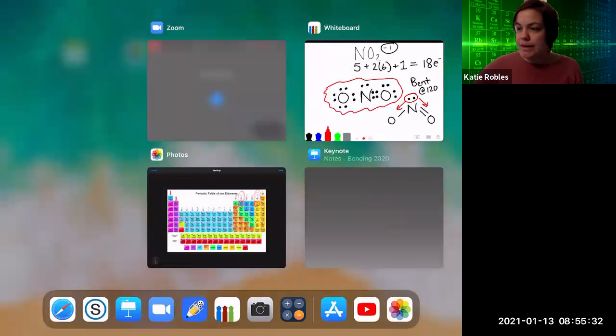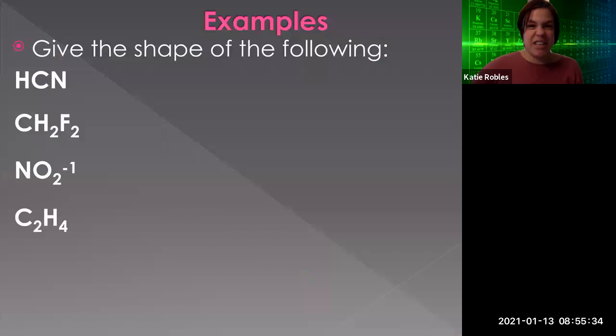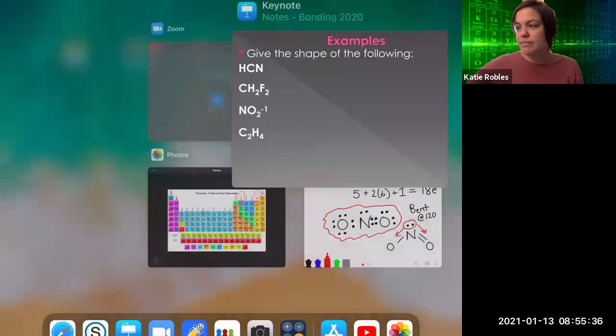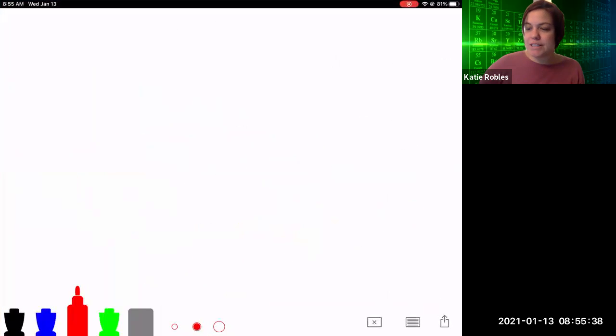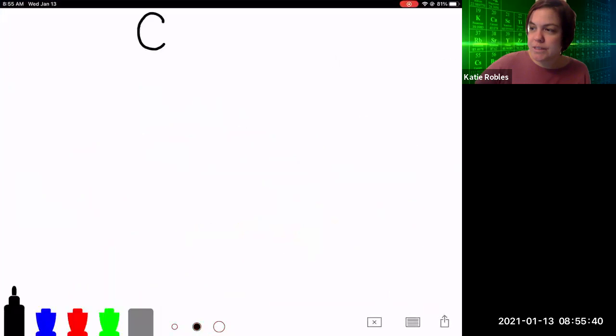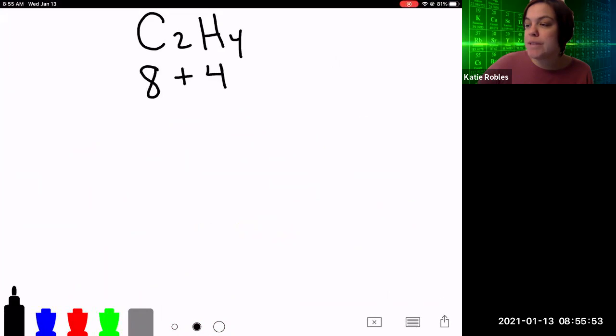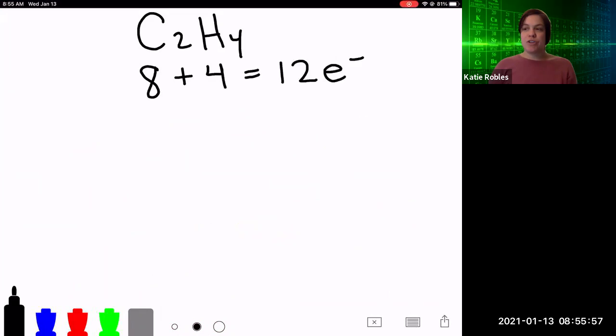Okay. C2H4. Carbons love to bond to each other. So, C2H4, I get 2 carbons. They each bring 4 each. That's 8 electrons plus 4 from those hydrogens is going to equal 12 electrons.